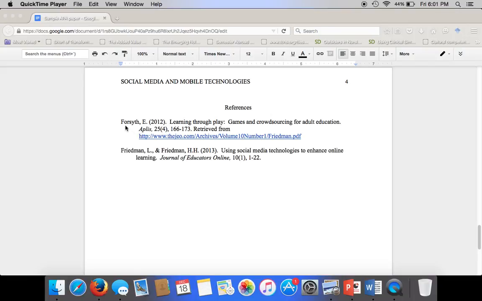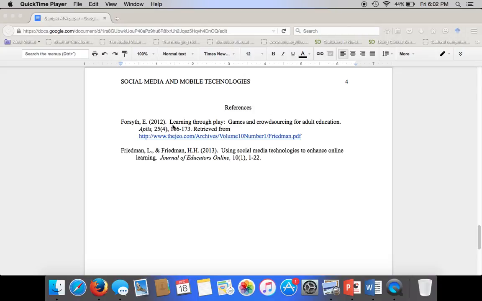All right, so you'll see here that for this reference, I have the author's last name first, followed by a comma, and then the author's initial and a period. The year of publication of the article is in parentheses and then followed by another period. And after this is the title of the article. This one's called Learning Through Play, Games and Crowdsourcing for Adult Education.